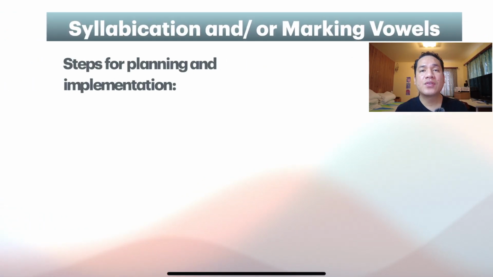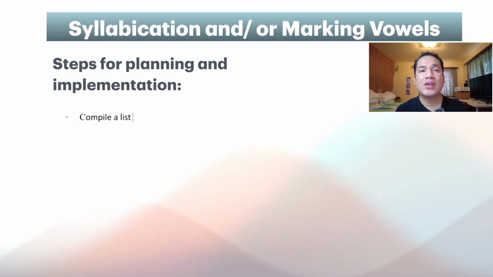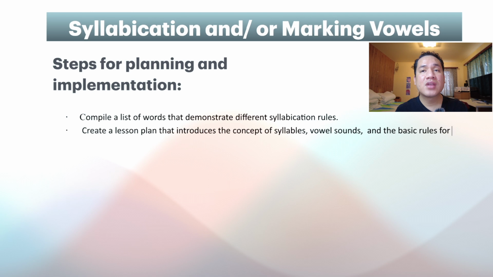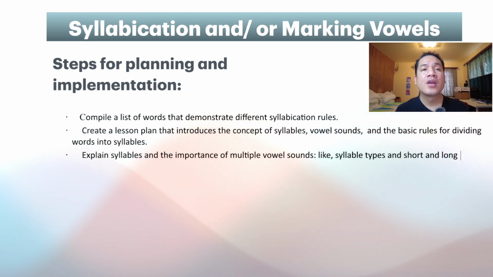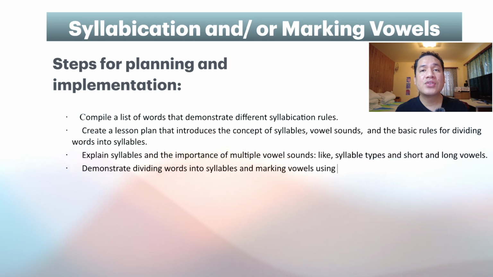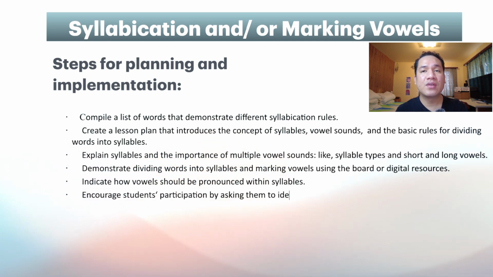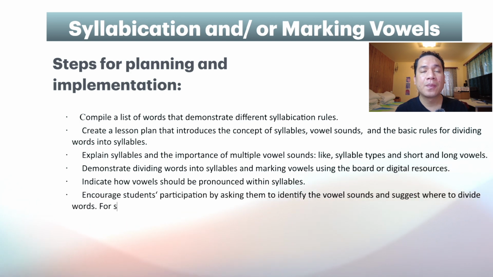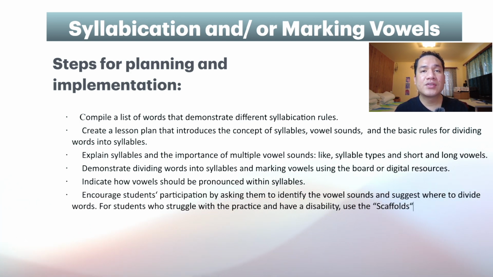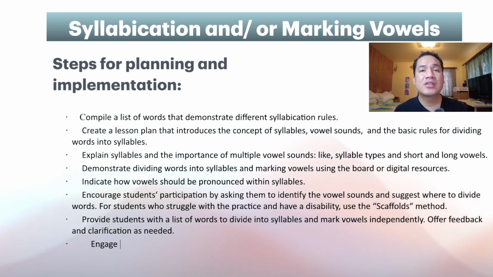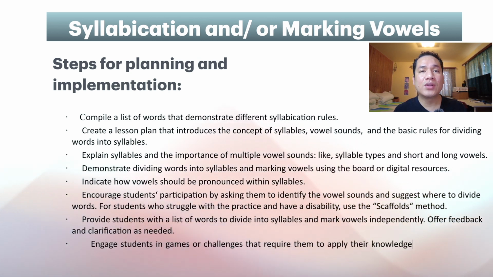What are the steps for planning and implementation of each strategy? First, compile a list of words that demonstrate different syllabication rules. Create a lesson plan that introduces the concept of syllables, vowel sounds, and the basic rules for dividing words into syllables. Explain syllables and the importance of multiple vowel sounds, like syllable types and short and long vowels.